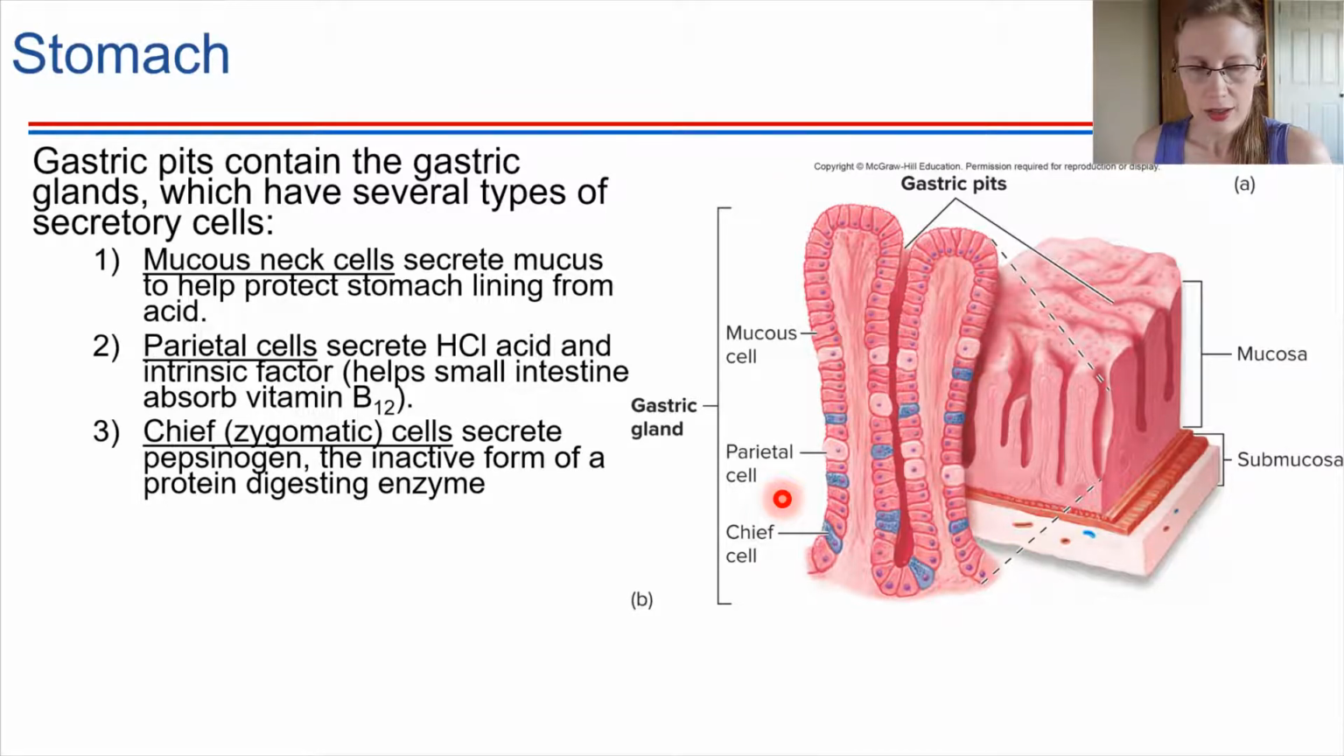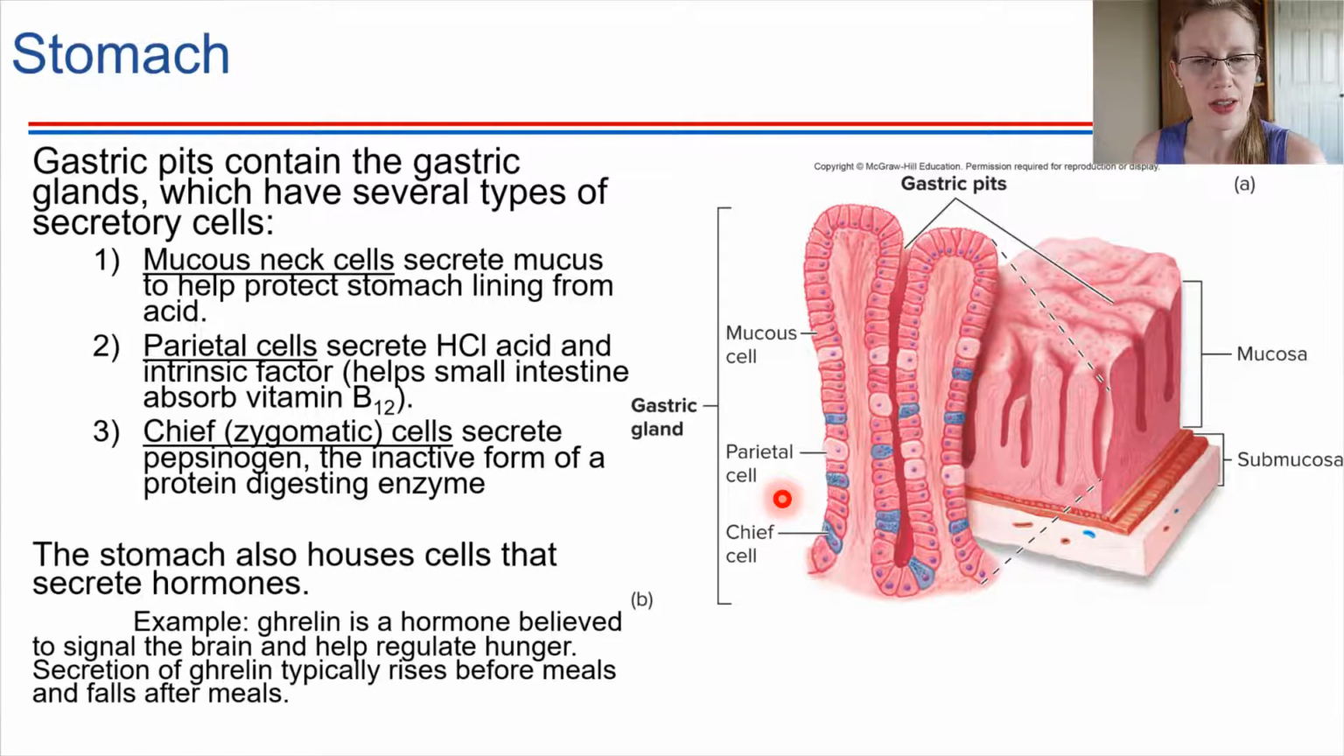Okay, so three key secretory types of cells. In addition to that, the stomach also has cells that secrete hormones. So hormones that go into circulation in the bloodstream, and then those help to regulate things like hunger. A good example of this is ghrelin.